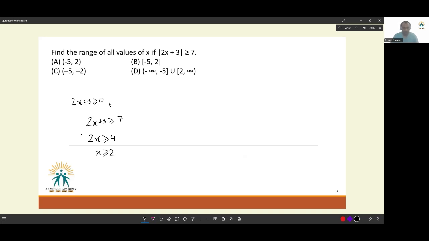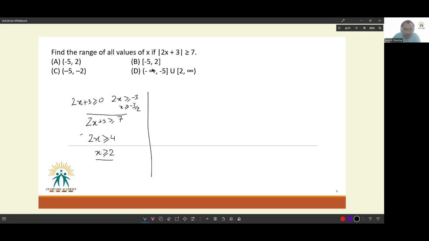Now, this is when 2x + 3 is greater than or equal to 0. From here, we get the condition 2x is greater than or equal to -3, or x is greater than or equal to -3/2. Yes, x greater than or equal to 2 fulfills this condition. So 2 is one limit we have identified. X has to be greater than or equal to 2.